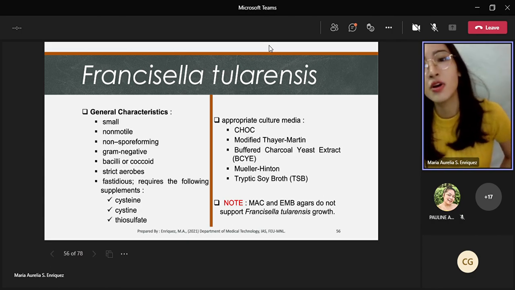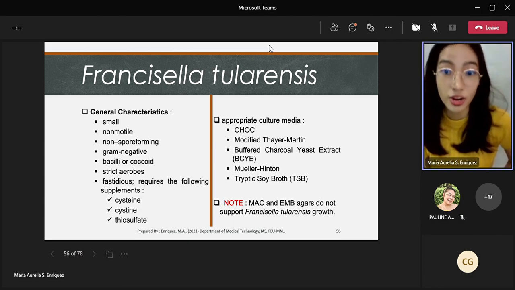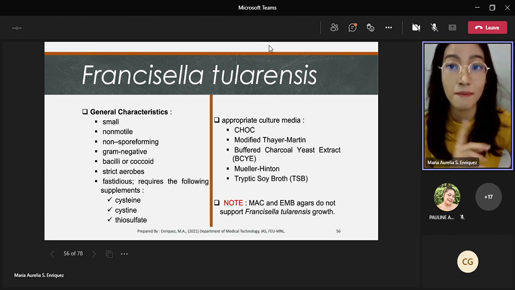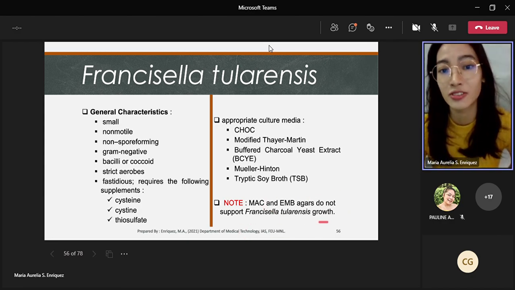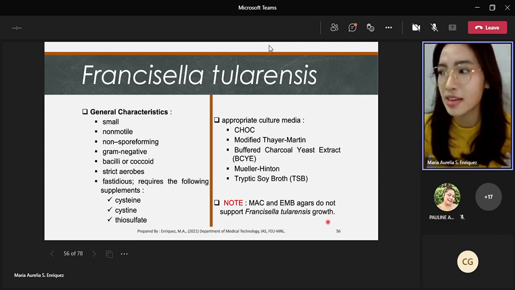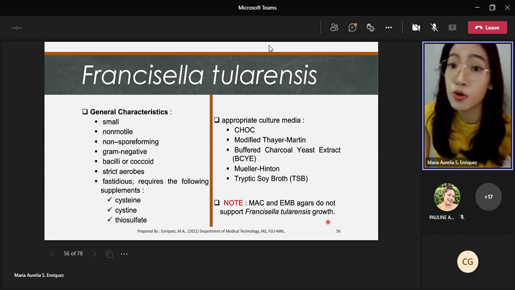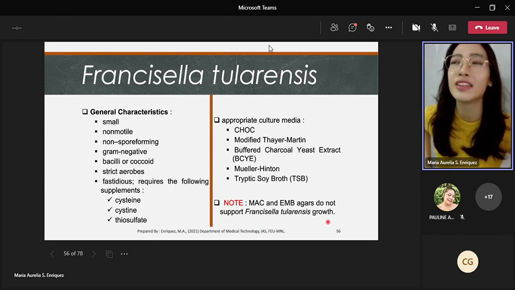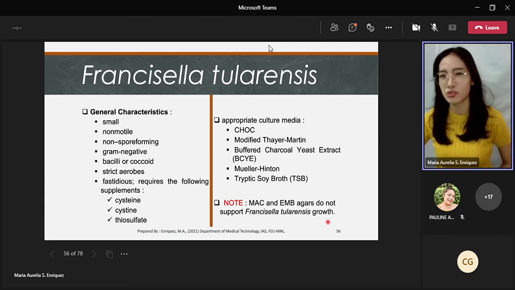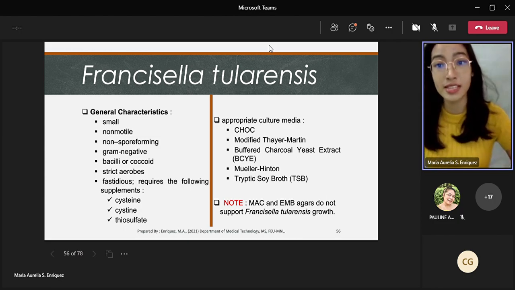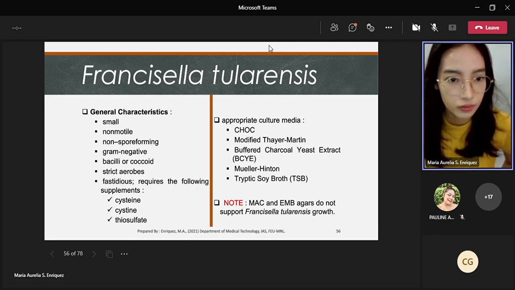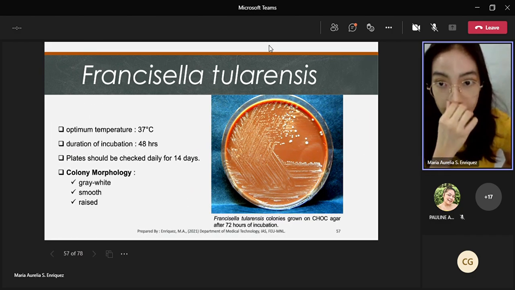And note that this organism cannot be grown on MacConkey and will also not grow on eosin methylene blue agar. So MAC and EMB agars do not support Francisella tularensis growth. Remember that MAC and EMB are selective and also differential. Okay? They are selective and differential. They are not enriched culture media. And Francisella tularensis needs enriched culture media because it needs cysteine and thiosulfate. All right?